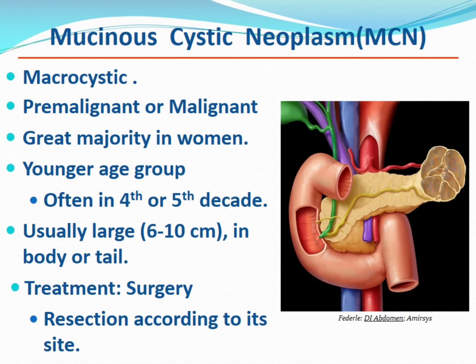Mucinous cystic neoplasm. It is a mucinous tumor, a macrocystic tumor. It is a pre-malignant or malignant tumor. The great majority occur in women at younger age groups, in the 4th or 5th decade. The tumor is large, about 6 to 10 centimeters in diameter. It may occur in the tail or in the body of the pancreas. The treatment is surgery according to the site of the tumor. If the tumor is in the body or tail of the pancreas, it is treated with distal pancreatectomy.